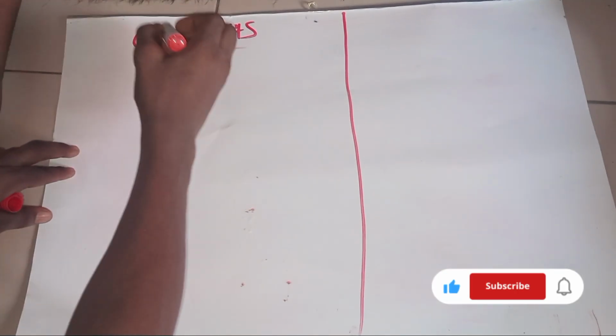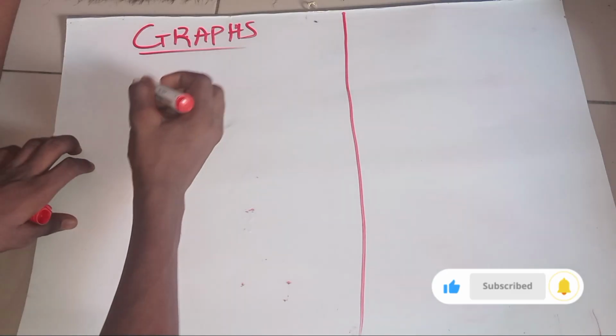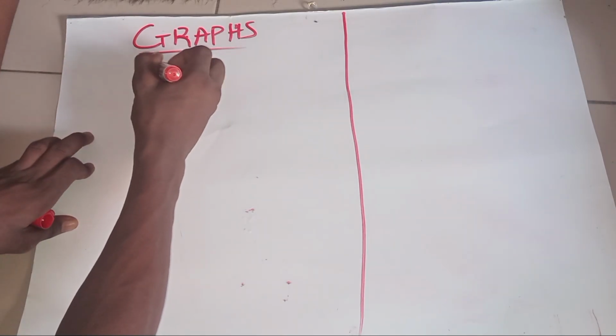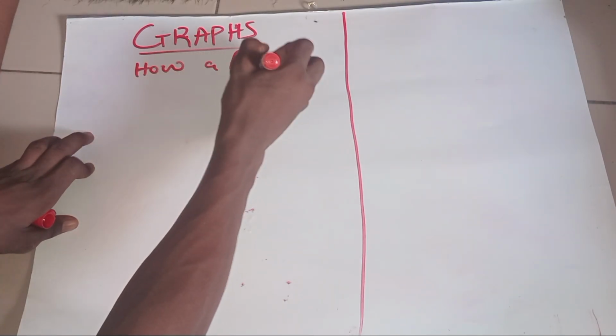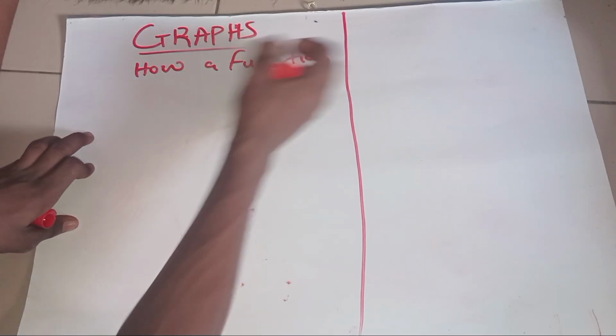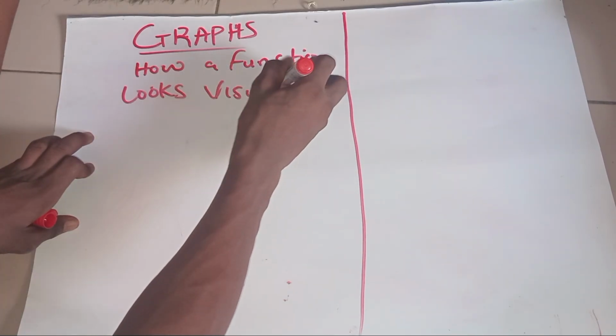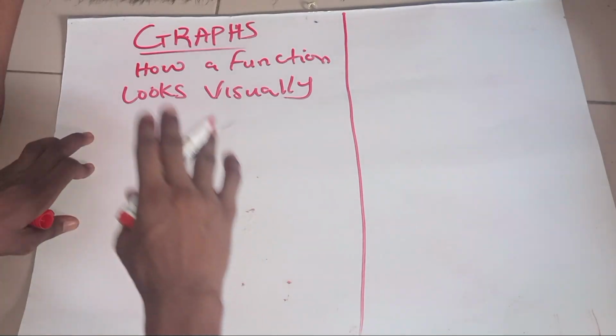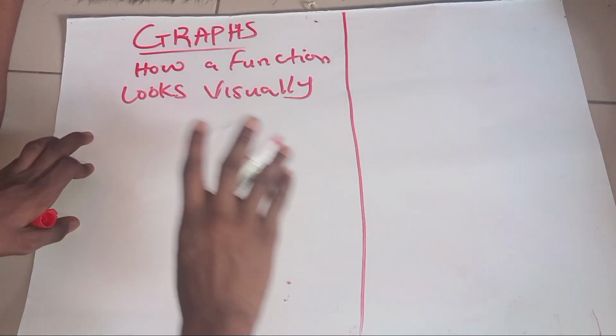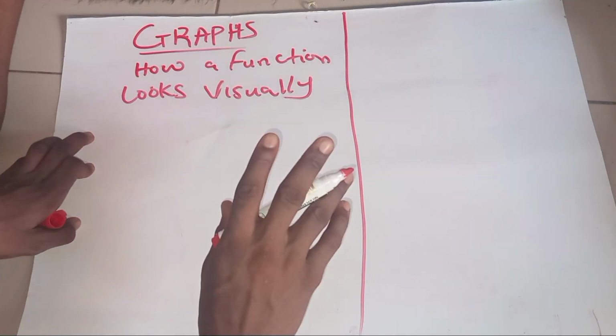Now let's talk about graph. Now graph is actually how a function looks visually. So you don't need to complicate things for yourself.